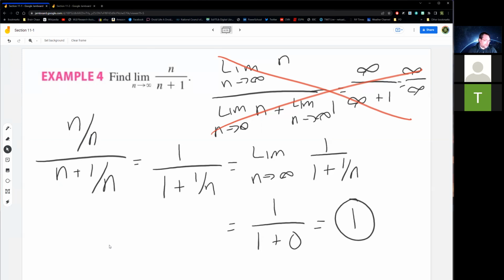This rule where we're dividing everything by n, those types of things, that's going to be very helpful when we're doing a lot of these problems.